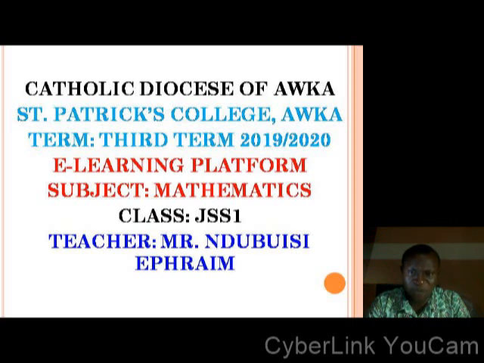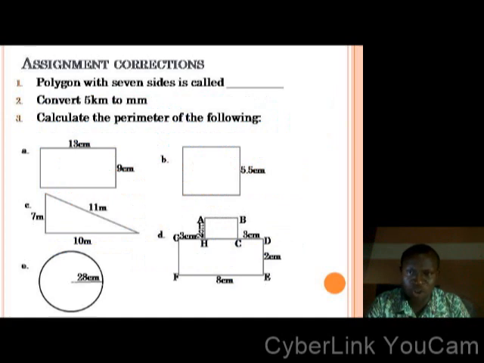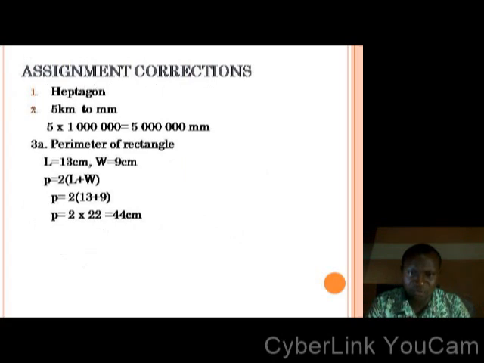Mr. Ndube. Before we begin our lesson this afternoon, let's have a look at the assignment you were given during our previous lesson. Question number 1. A polygon with 7 sides is called a heptagon. Heptagon. That is the answer to that.